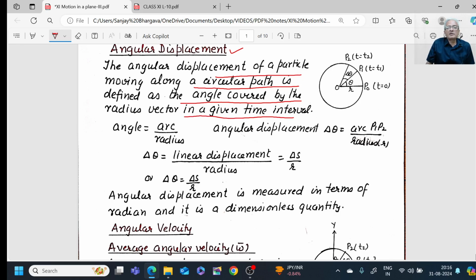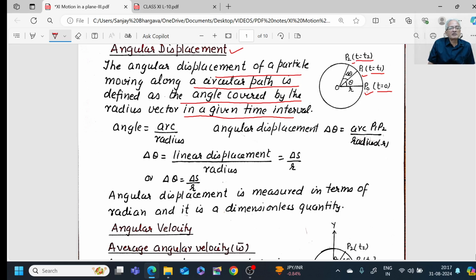Here, at the time t is equal to 0, the position of the particle is p0. At the time t is equal to t1, the position of the particle is p1. It has traversed an angle theta with respect to the point p0. At a later time t is equal to t2, we are at the point p2. An additional angular displacement delta theta has been covered by the particle.